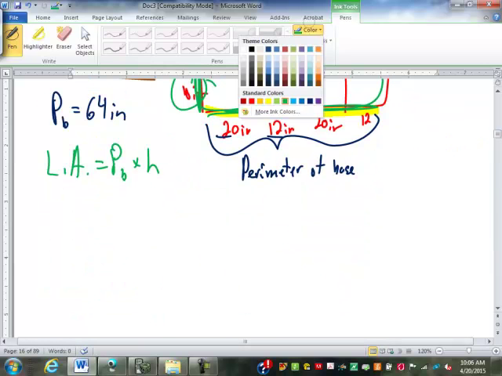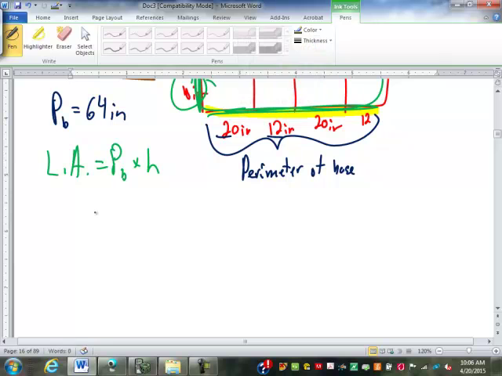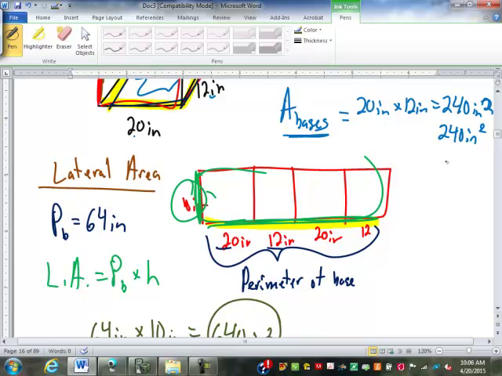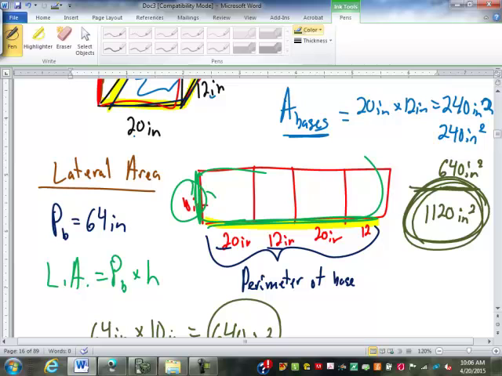So for this figure, it's 64 inches times that height of 10 inches makes an area of 640 square inches, or inches squared. So that has to be added to the area of our bases. 240 and 640 make 1120 square inches. That's our total surface area. Let's do another example of that, or two or three.